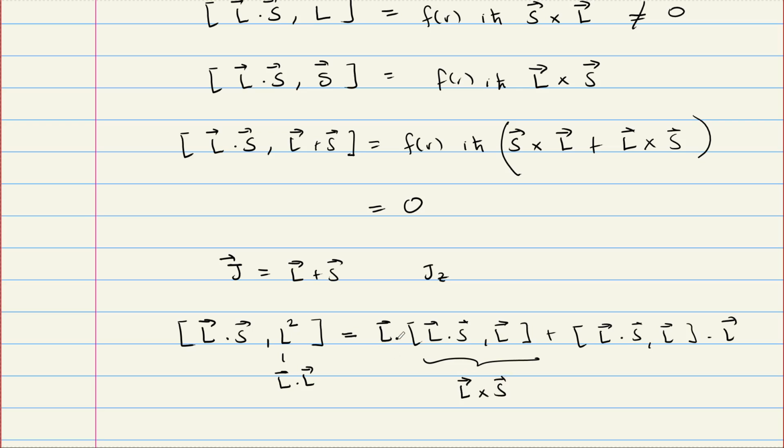What is L dot L cross S? 0, because when you take the cross product, it's perpendicular to L, so this is 0. Similarly, this is L cross S, this is also 0. There are many commutators we need to make sure of, but I think they are hopefully not very hard to calculate.